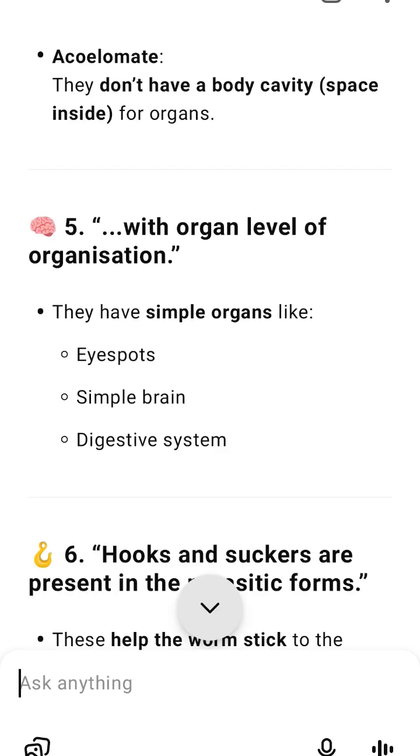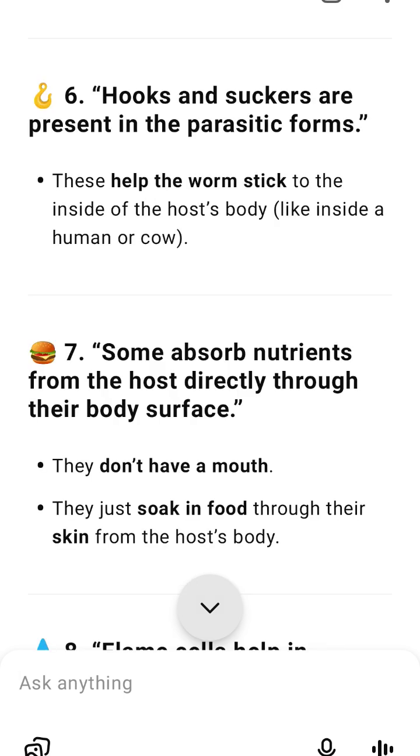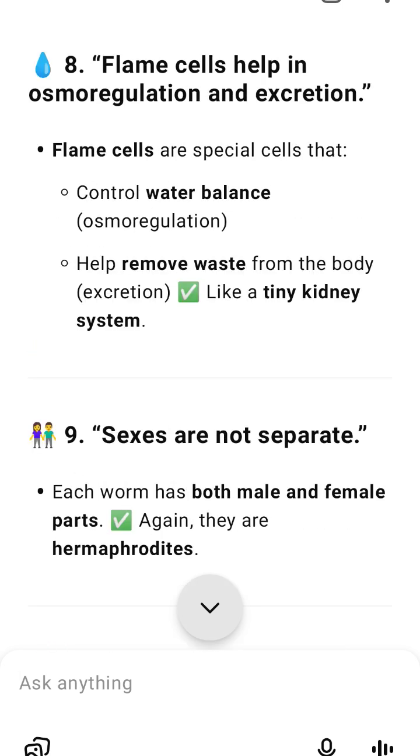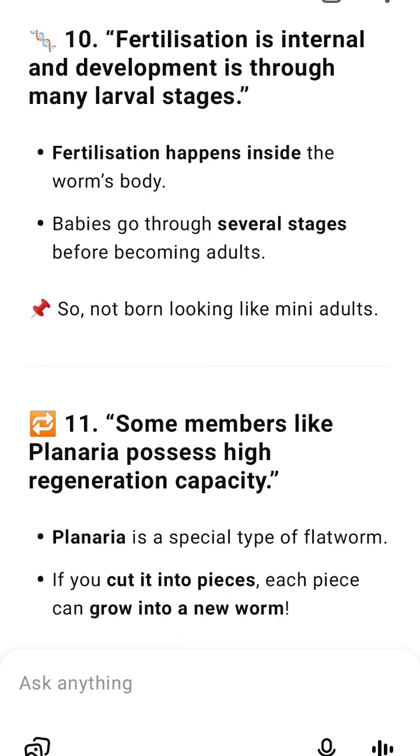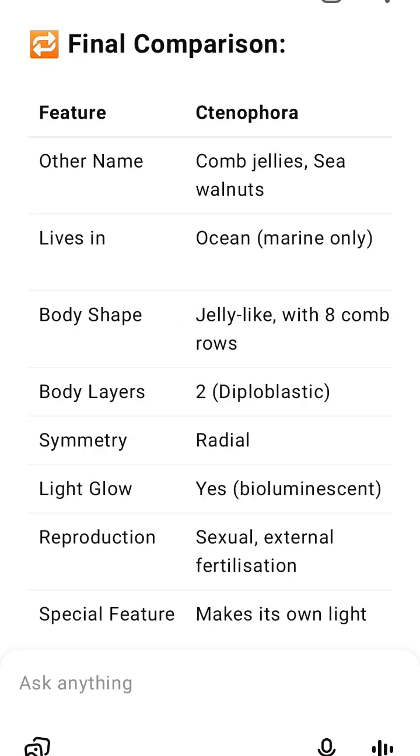It can regrow its body if it gets cut. Even if you cut it into pieces, each piece can grow into a full worm again. Key points: flat, soft worms, mostly parasites living inside animals. Bilateral symmetry, left equals right. Body made of 3 layers, triploblastic.